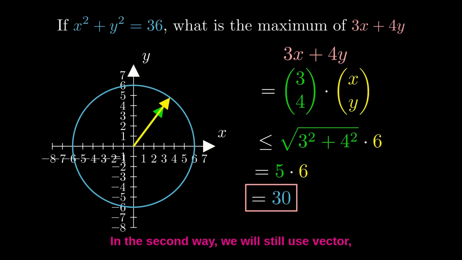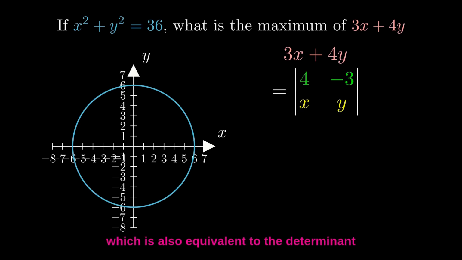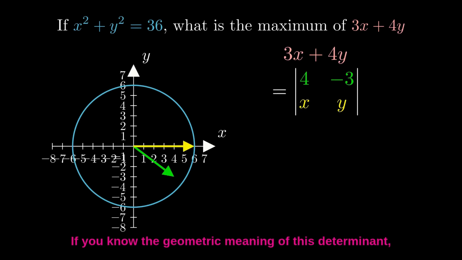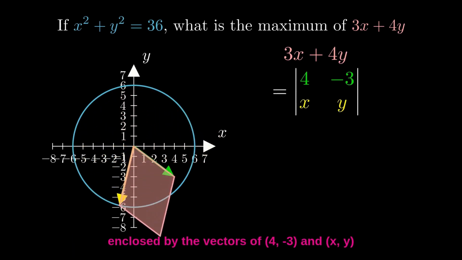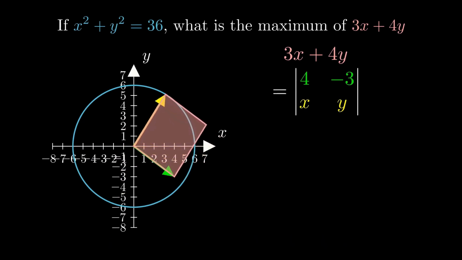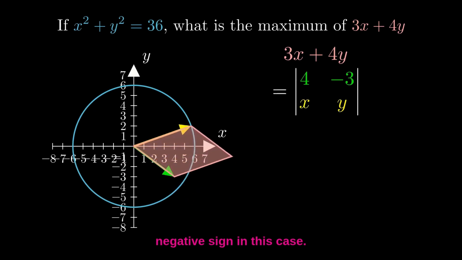In the second way, we will still use vectors, but here we will use the cross product. We can rewrite 3x plus 4y as the cross product of two vectors, which are (4, -3) and (x, y), which is also equivalent to the determinant of the matrix with rows (4, -3) and (x, y), as shown. If you know the geometric meaning of this determinant, it is the area of the parallelogram enclosed by the vectors (4, -3) and (x, y), provided that we ignore the negative sign in this case.